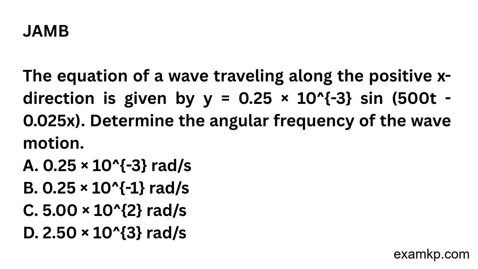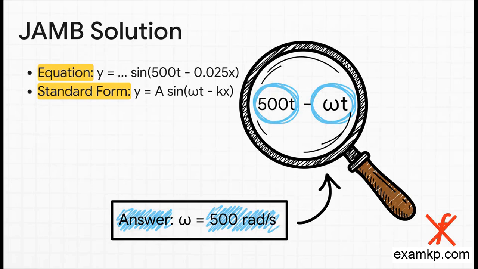So here's the trick. The answer is literally staring you in the face. Angular frequency, omega, is always the number that is multiplying the t inside the bracket. In this equation, that number is 500. That's it. No calculation needed. You just pick it out. The answer is C, 500. The most common mistake here is people confuse omega with the normal frequency f and start dividing by 2 pi.